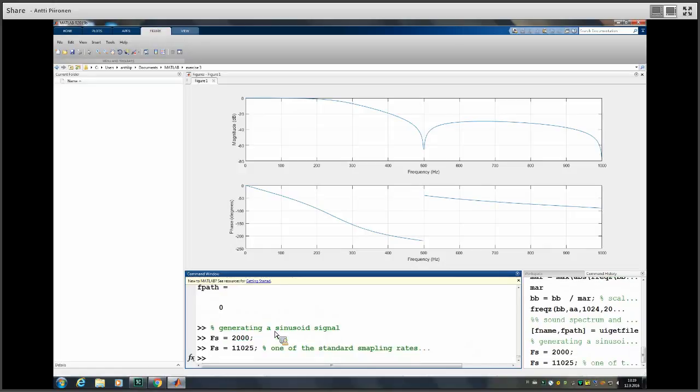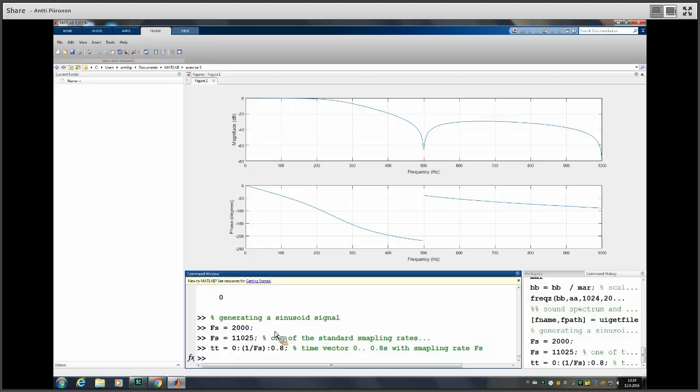Just to be on the same page with the sound card here. And then sample time vector from 0, for example, with this time step 1 over fs until the time is reached, say, 0.8 seconds. That will be the sample time vector, 0 to 0.8 seconds with sampling rate fs. Okay. I just thought something on the sinusoid.